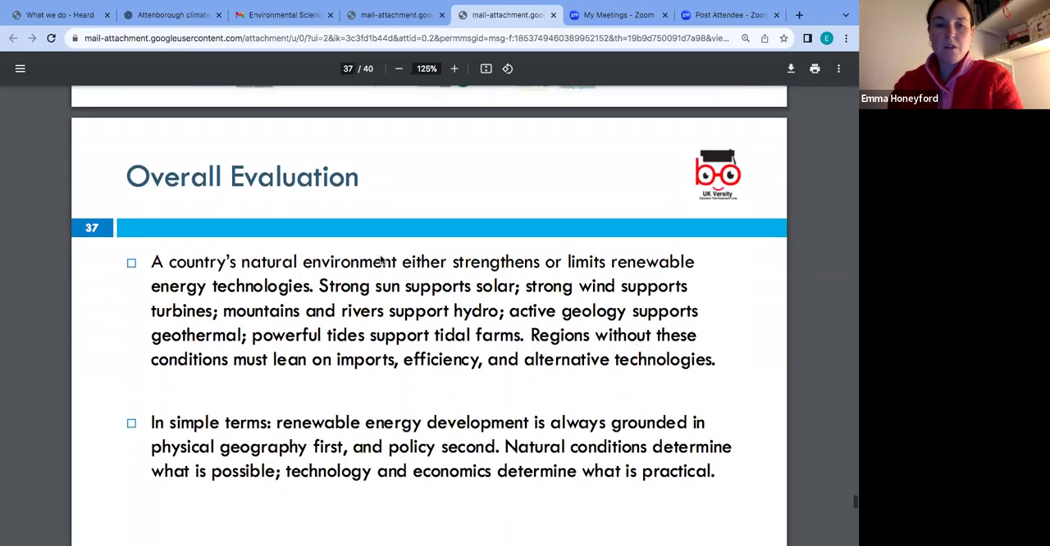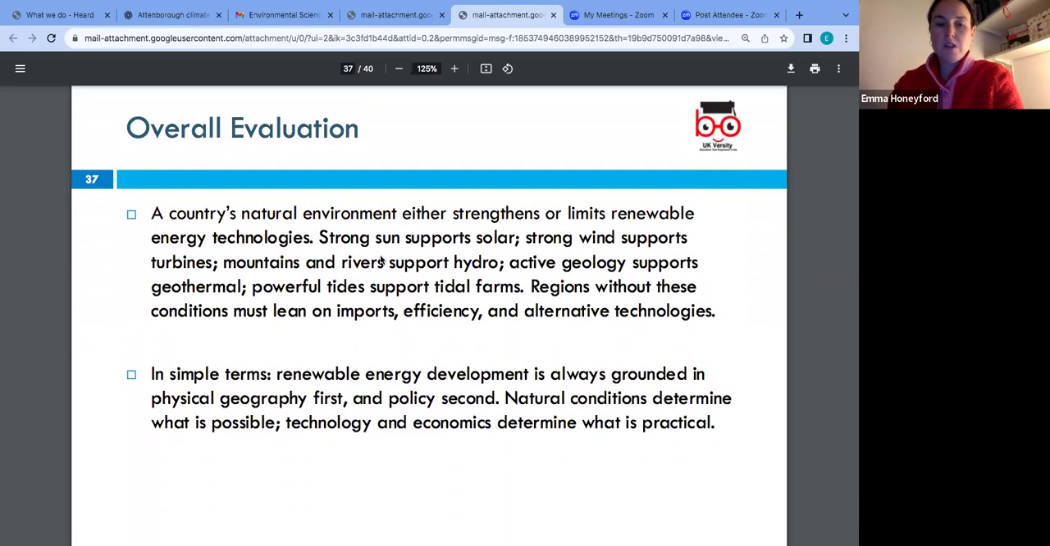So overall evaluation: a country's natural environment either strengthens or limits renewable energy technologies. Strong sun supports solar, strong wind supports turbines, mountains and rivers support hydro, active geology supports geothermal, powerful tides support tidal farms. Regions without these conditions must lean on imports, efficiency, and alternative energy technologies. So in simple terms, as a high level overview, renewable energy development is always grounded in the physical geography. It can be a limit, or a positive in its development.